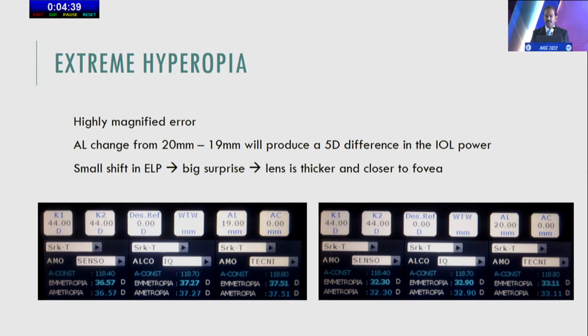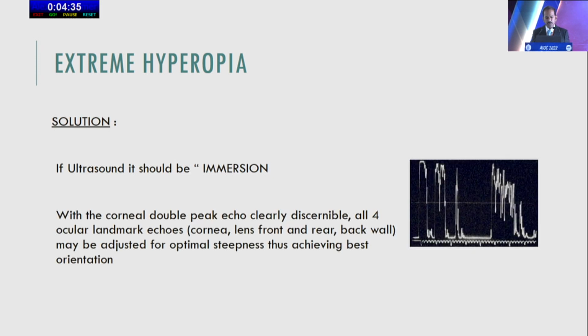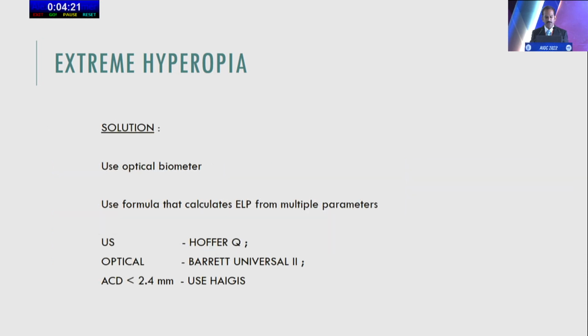The main reason is that the lens is thicker and is very close to the fovea. So if it is an ultrasound, it has to be an immersion to reduce the indentation. In a semi-automatic mode, with the corneal double peak echo clearly discernible, all the other 4 ocular landmark echoes may be adjusted for the optimal steepness, thus achieving the best orientation.